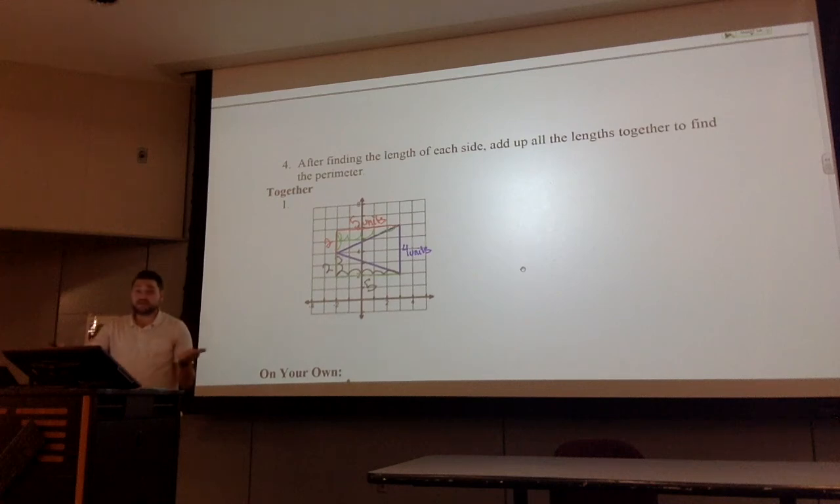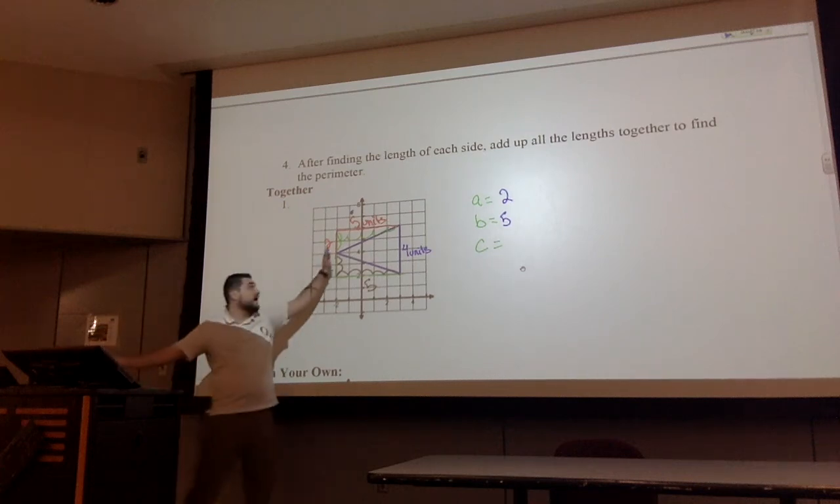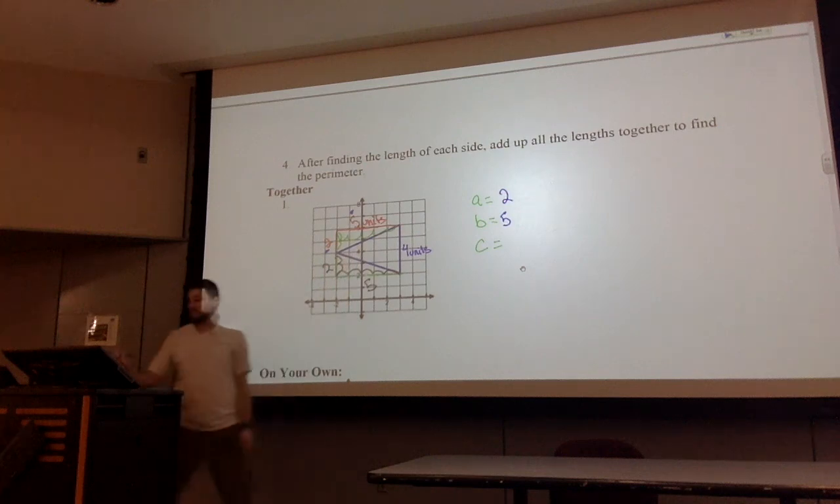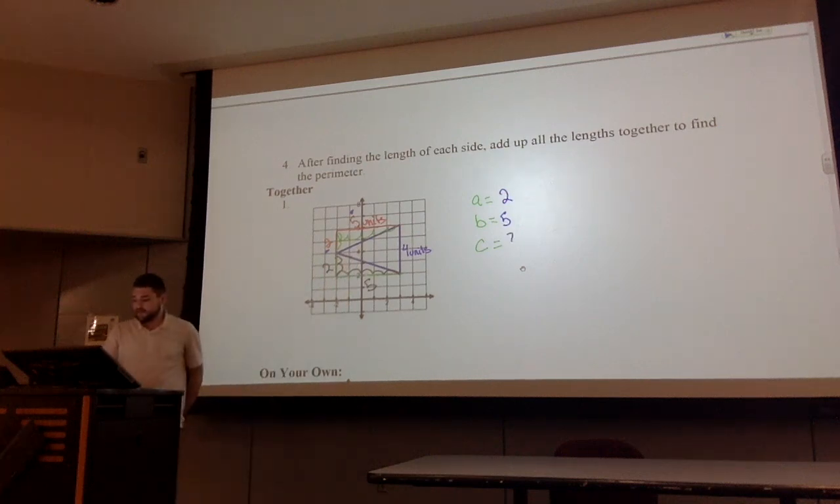So then we go to our next step where we're going to label A, B, and C. So we have A equals, B equals, and C equals. I'm going to say that A equals the 2 units, which is right here. And then B equals 5 units, which is this point right here. And C is that hypotenuse, or the side of the triangle that we're solving for. So C is going to be that question mark.